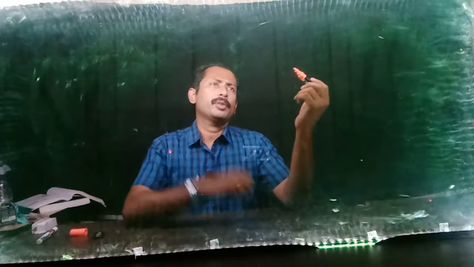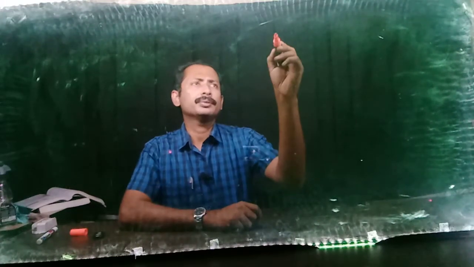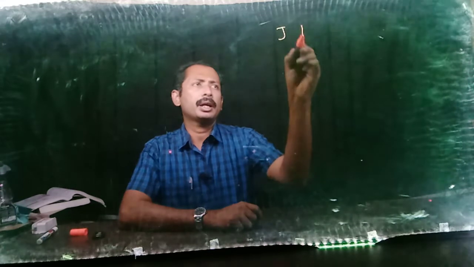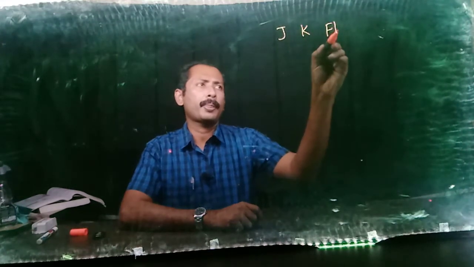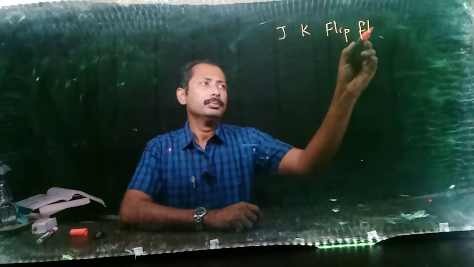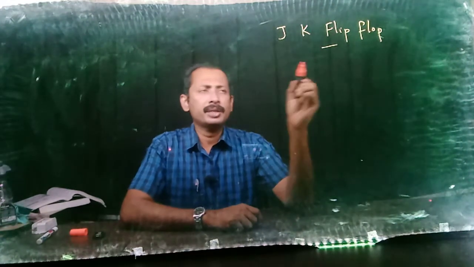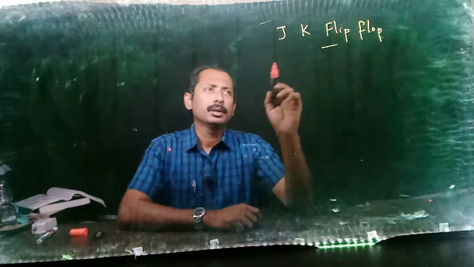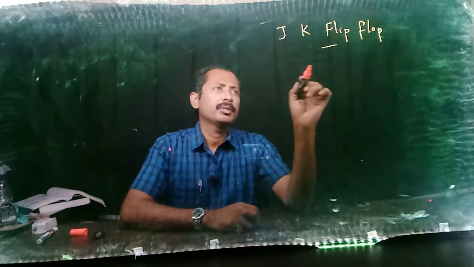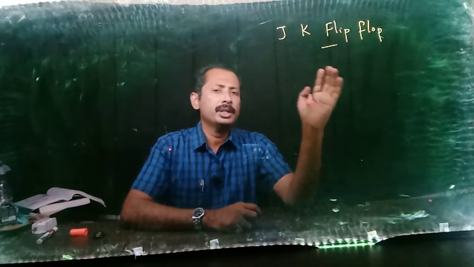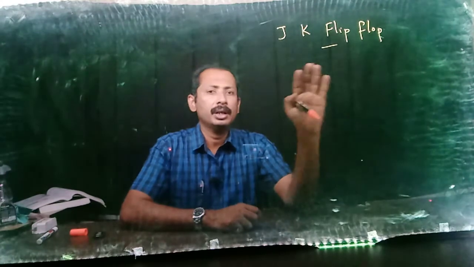Now we are going for a modification of SR again. It is the JK flip flop. J and K stands for Jack Kilby, the inventor of the flip flop, which is again a modification of this SR flip flop.